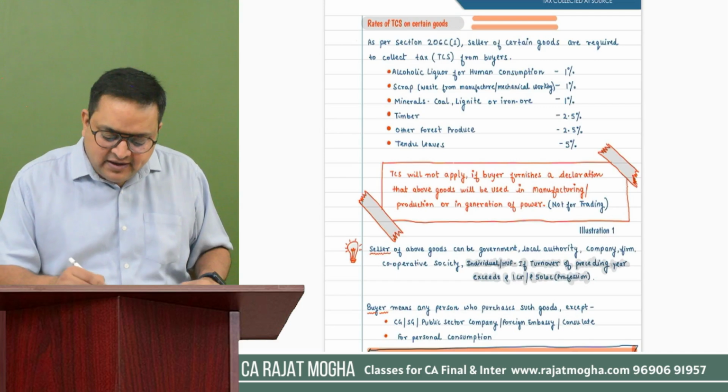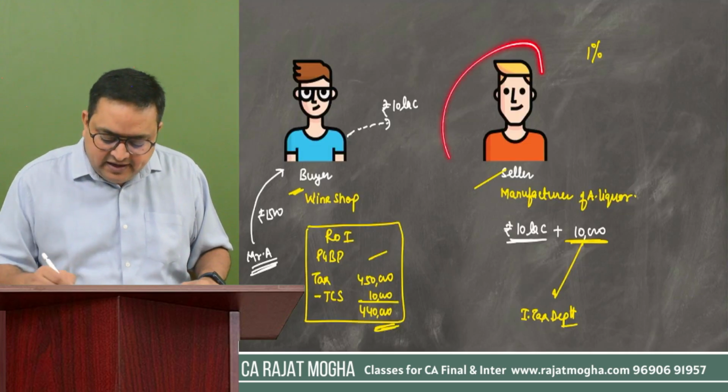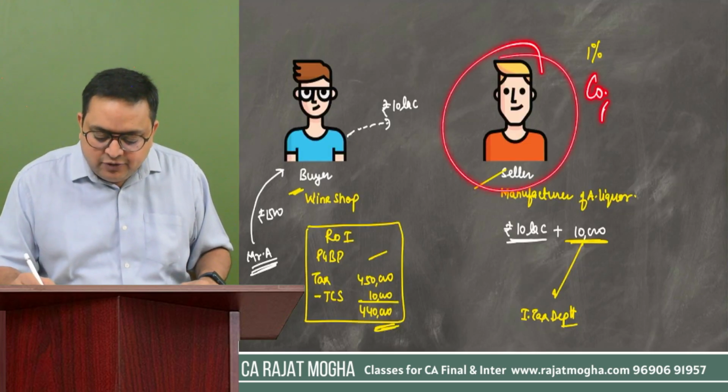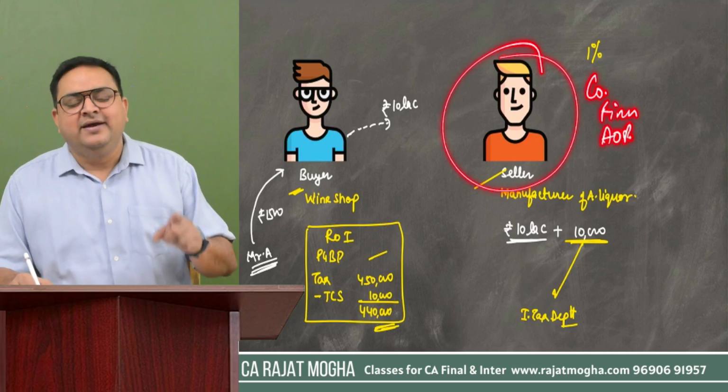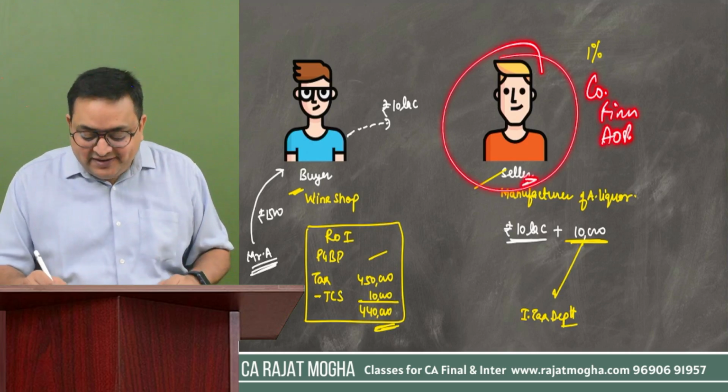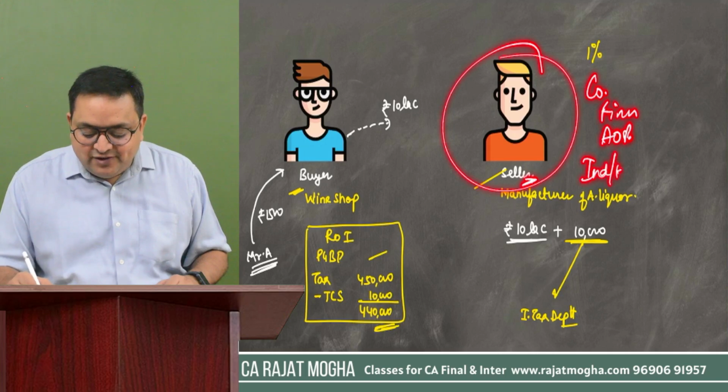And who is the seller? Seller can be any person. Seller could be a company. Seller could be a partnership firm. Seller could be AOP, BOI. TCS provisions will apply.